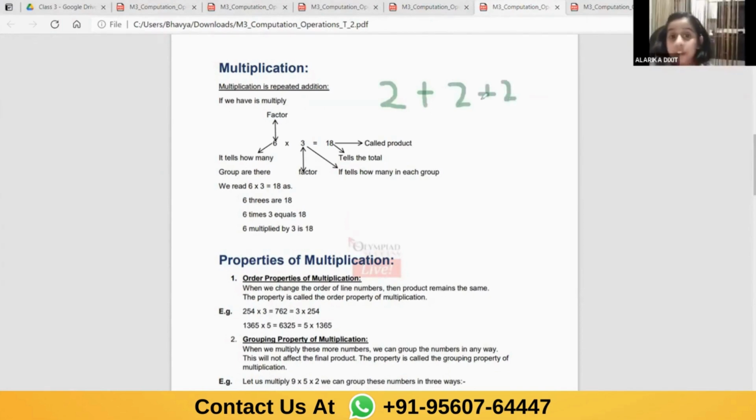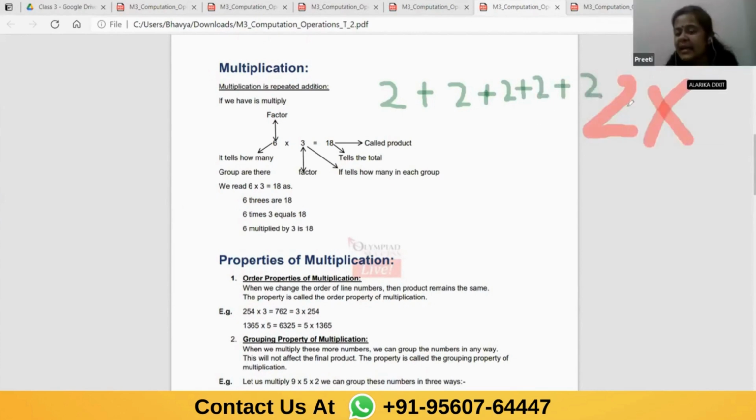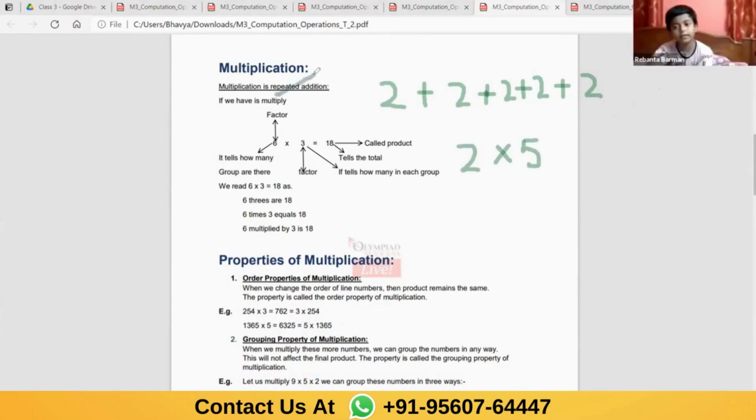For this we can simply do 2 multiplied by 5. How many times am I adding 2? I am adding 2 five times. This is the lengthy way. I can simply multiply 2 with 5. Will I get the same answer? Rather than adding 2 five times, I can multiply 2 with 5. In both cases, it is 10.